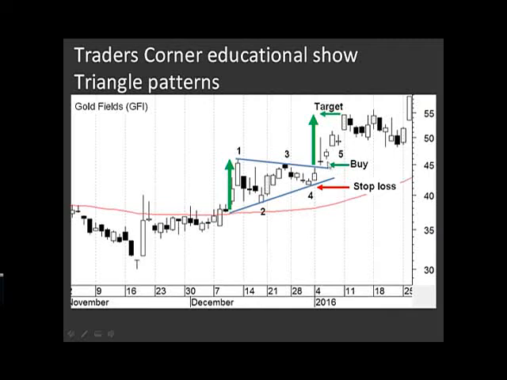So you would buy the breakout through the top of the triangle there, stop loss underneath the bottom of that 4th wave, and your target is up here by the top of that green arrow. And quite clearly that was a triangle that worked out very, very nicely. And similarly for a stock that you might have shorted?